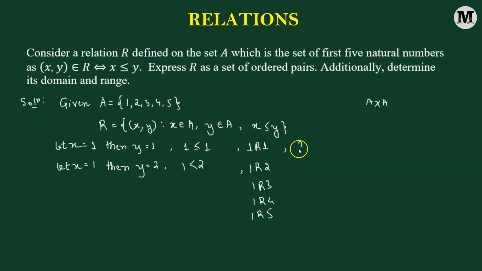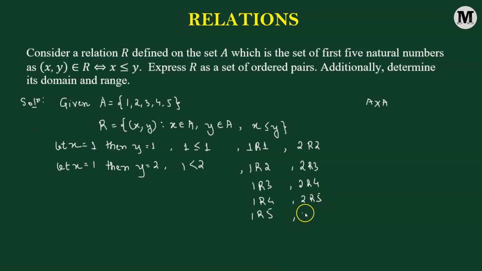Okay. Next, what can we pick? We can pick up x to be equal to 2. However, we cannot pick up y to be equal to 1, because then in that case we'll have 2 less than 1, which is not true. But we can pick up y to be equal to 2, because then 2 will be less than or equal to 2, or in other words, we can say 2 equals 2. So we have a relation 2R2. We can pick up y to be equal to 3, keeping x fixed at 2. Then we have 2R4, and then we have 2R5.